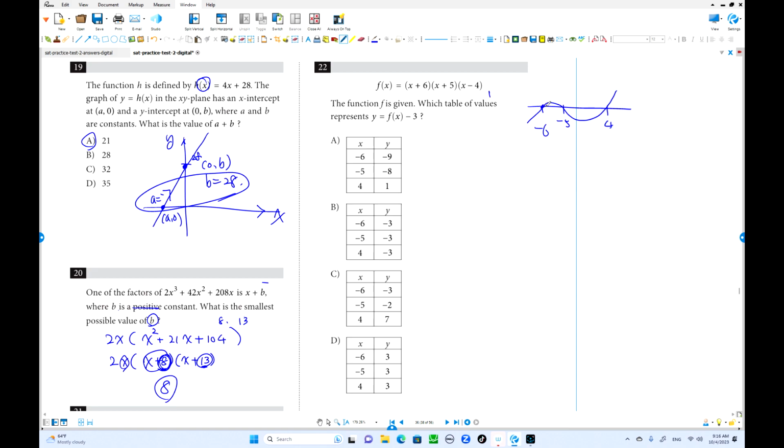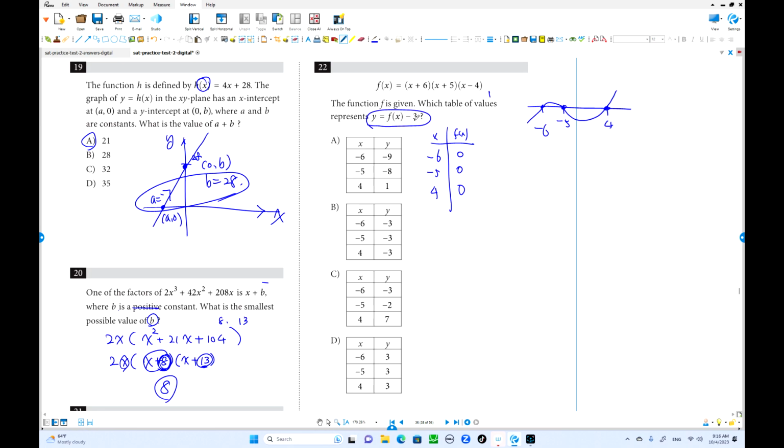This is a graph, right? At these three points, negative 6, negative 5, 4, the f of x values are all 0, isn't it? But we're going to find the graph of this one, which is correct.